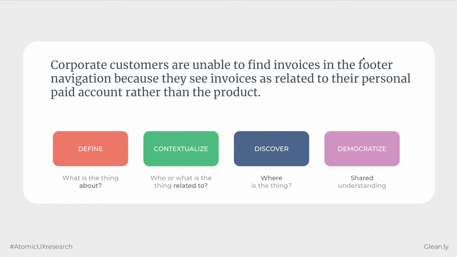Okay, so if we were going to break this up into those elements that we just discussed there, define, contextualize, discover, and democratize, how would we do so? I would say that we could define this insight as being about the ability to find invoices, or the lack of ability to find invoices. We could contextualize it as it's corporate customers that are unable to find it, and it's because it's in the footer navigation rather than the product section.